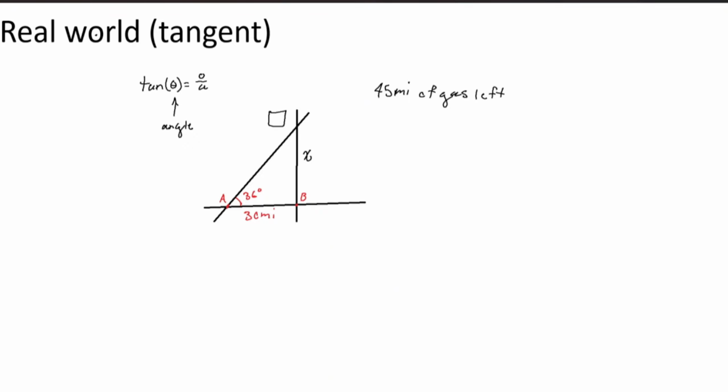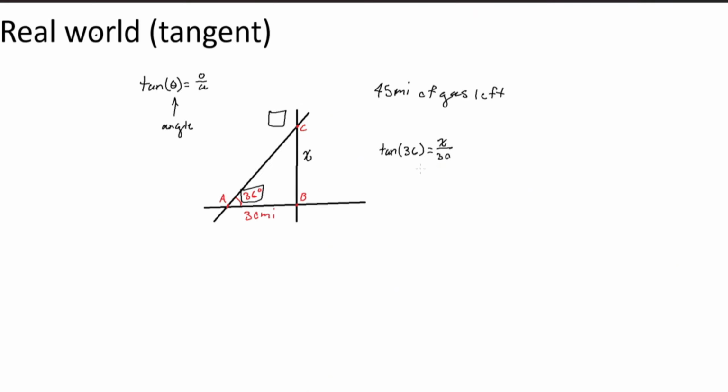So now we need to figure out, using tangent, the distance between point B and point C. So we need to find the distance of point B to point C, or x, right? We need to solve for x and see if we have enough gas left. Well, first we can say tangent, and we can input our angle here. Our angle is 36. So tangent of 36 is equal to the opposite side of the angle, which is x, and then the adjacent side of the angle is 30 miles, but we're just going to write 30.